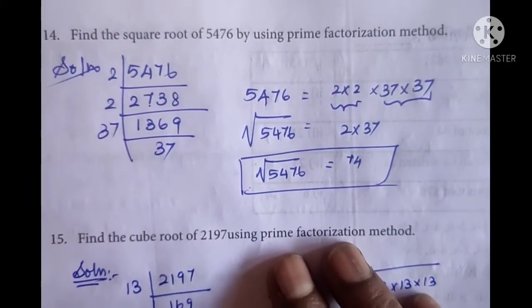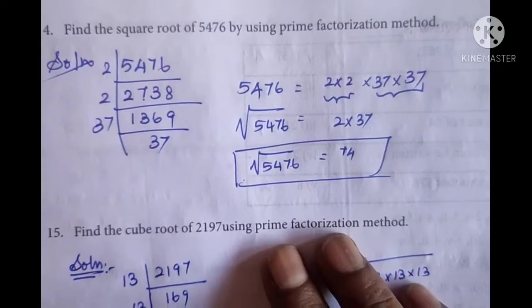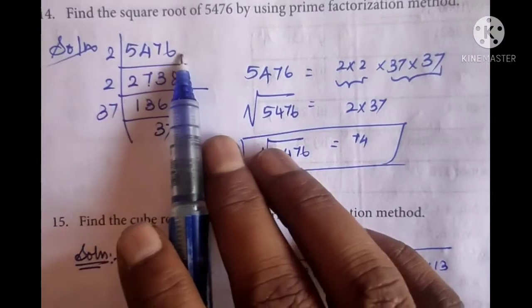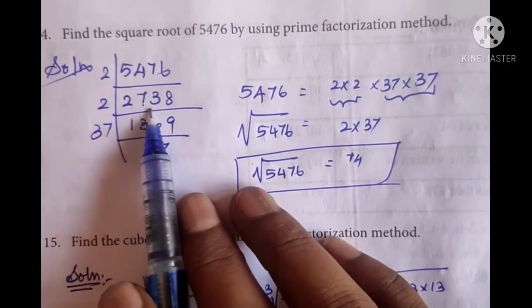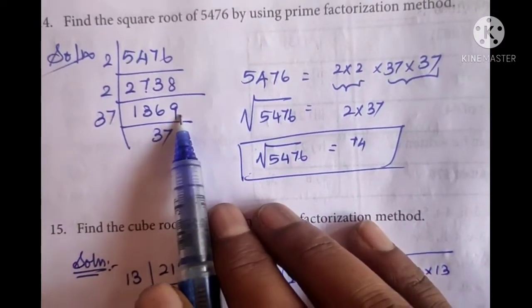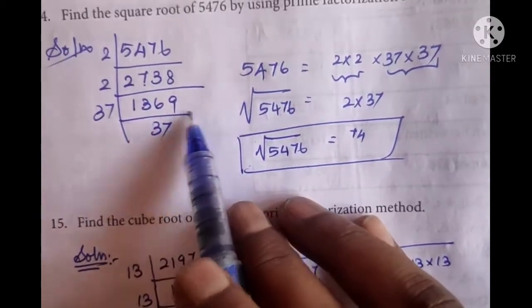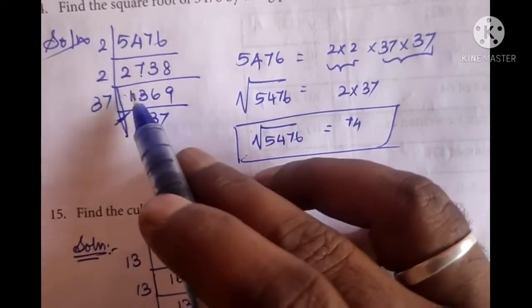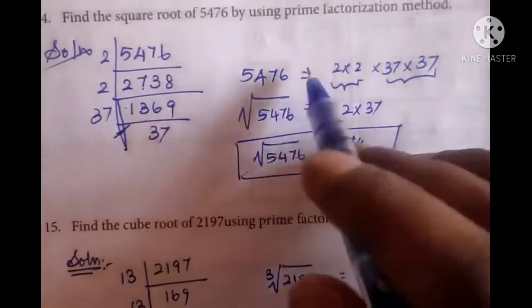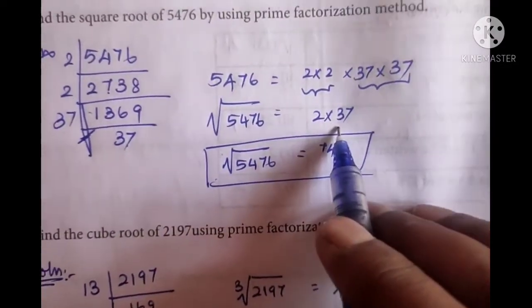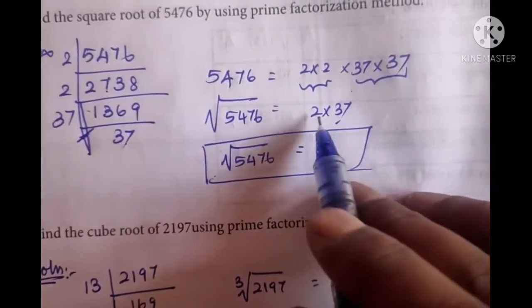Find the square root of 5476 by using the prime factorization method. 5476 divided by 2 is 2738, divided by 2 is 1369. Simply we memorize this line: 37 into 37 equals 1369. Therefore square root of 5476 equals 2 into 37, then 2 into 37 equals 74.